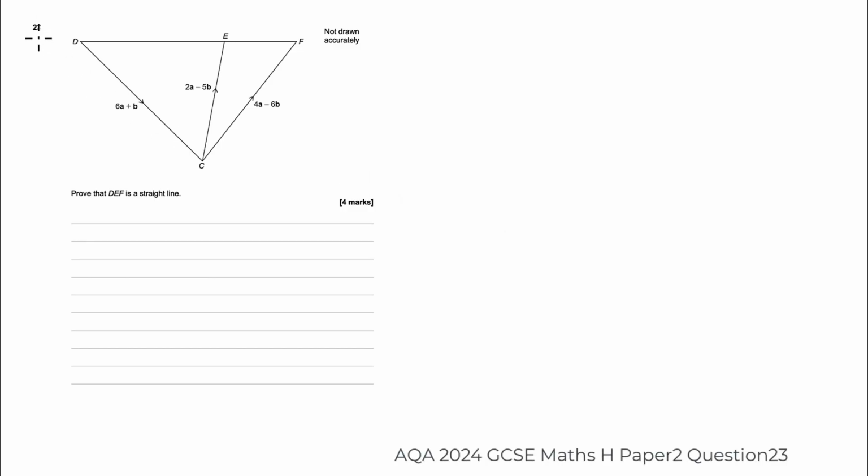Here we have question 23, and we're given this diagram where various lines are represented by these vector expressions, and we've to prove that DEF is a straight line. Now I think what we should do is look at the journey from D to E and the journey from E to F, and if it's possible to write the journey from D to E in terms of the journey from E to F, then we should be closer to working out whether DEF is a straight line or not.